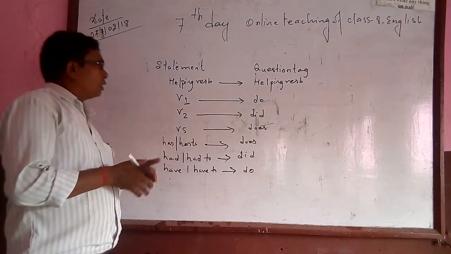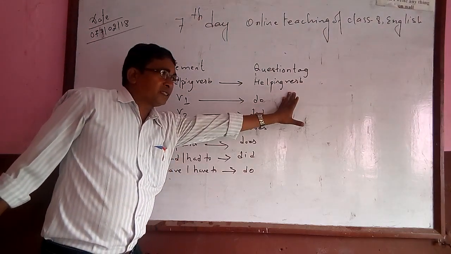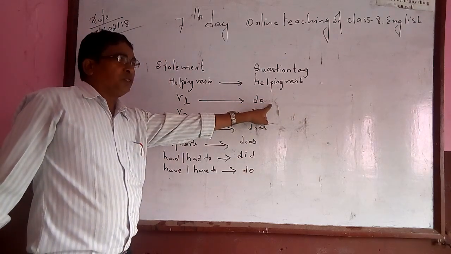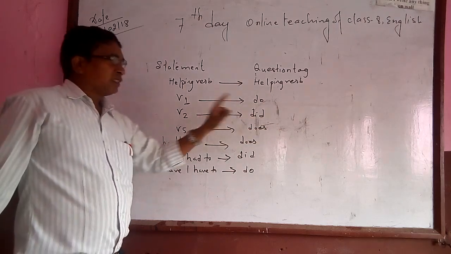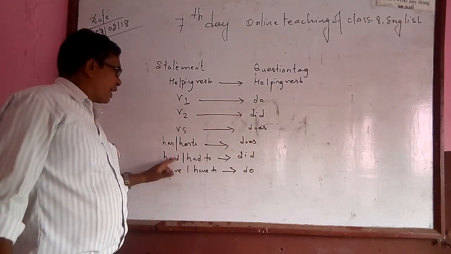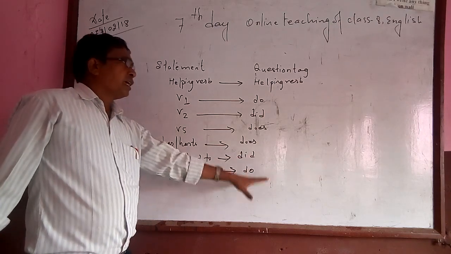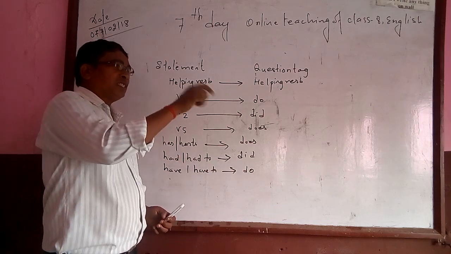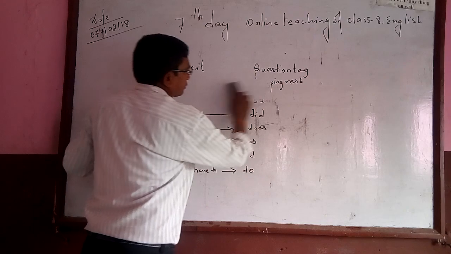Once again, listen. If there is a helping verb in the statement, then in the question tag it is the given helping verb as it is. But if there is a verb 1, then the question tag will be do. Likewise, if there is V2, then did. If V5, then does. Likewise, if there is has to or has, then does. If had to or had, then did. Finally, if there is have or have to, then do. Except for these, you will get no words in the statement that should be changed into the question tag. This is rule number 2.